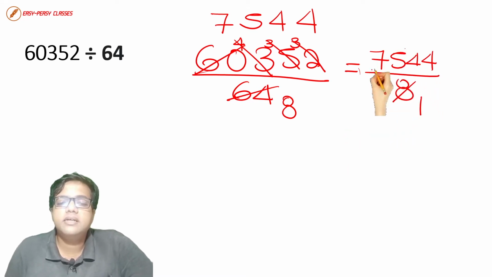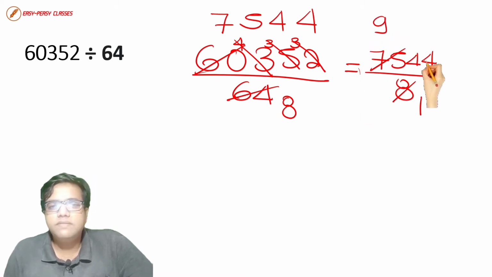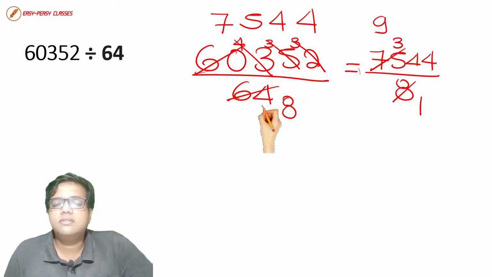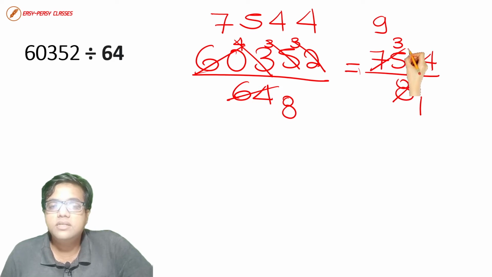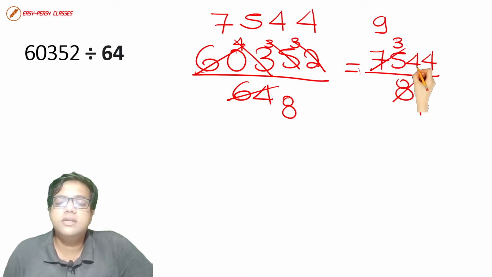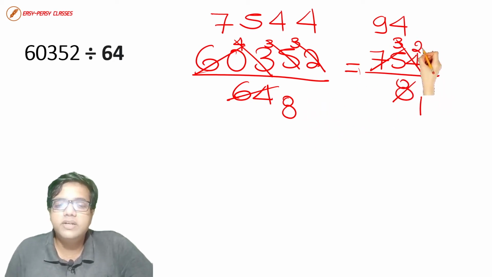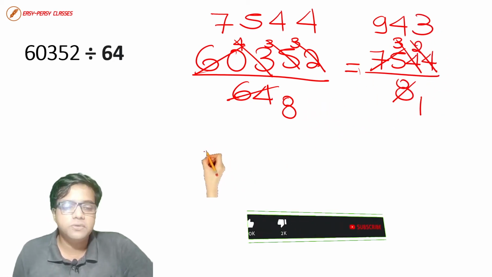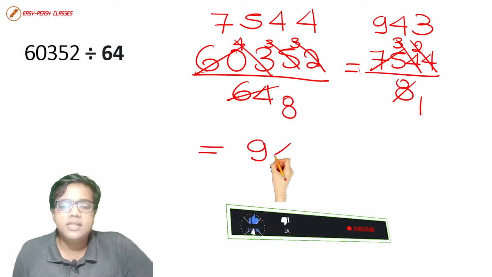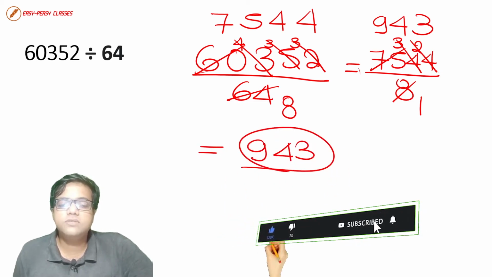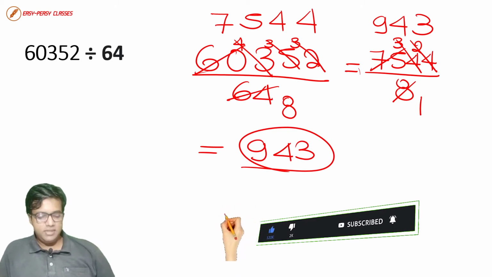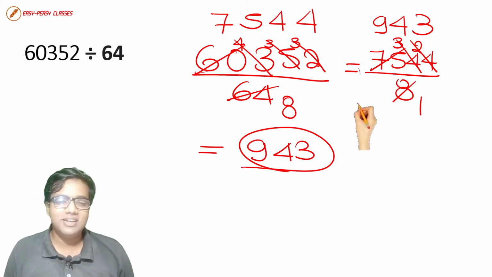8 1s are 8, 8 9s are 72, 75 minus 72 will leave you with 3 as the remainder. 34 is there, 8 4s are 32, 2 is the remainder, 2 along with 4 is 24, 8 3s are 24. So therefore the answer is 943 for this question. 943 is the right answer. Let's move ahead.